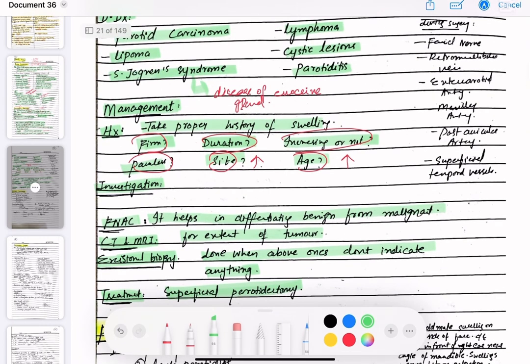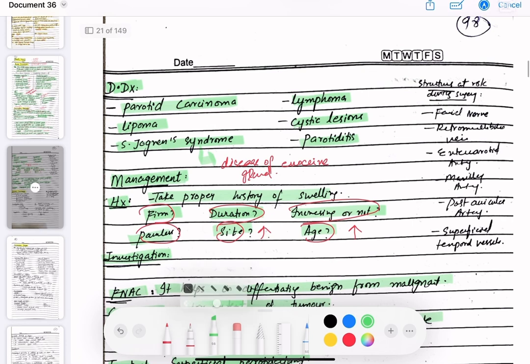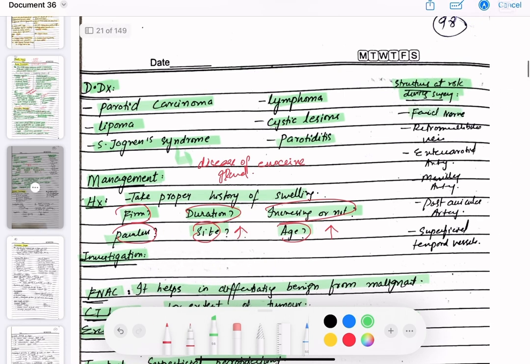Now, the structures which are at risk during the surgery of pleomorphic adenoma are the facial nerve, the retromandibular veins, the external carotid artery, the maxillary artery, the posterior auricular artery, and the superficial temporal vessels.